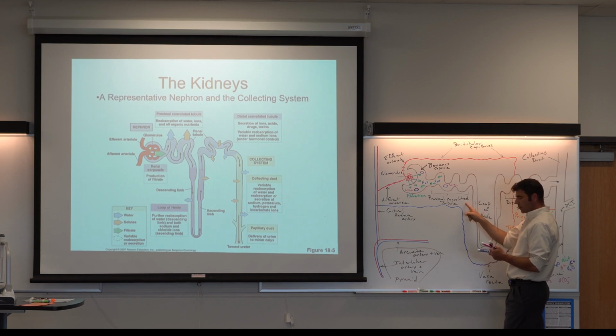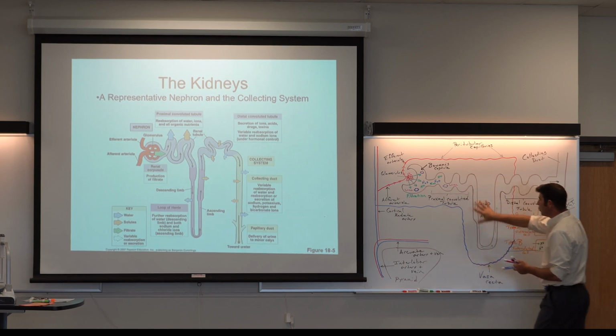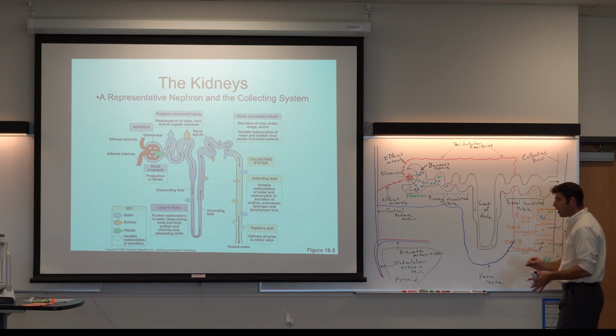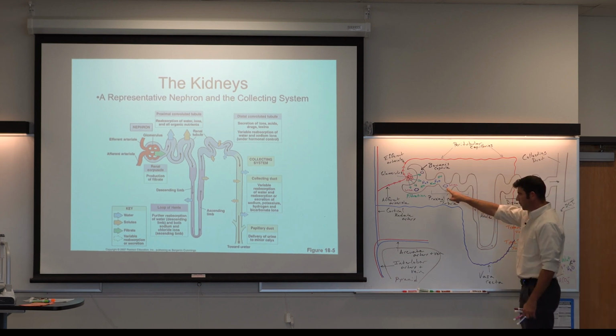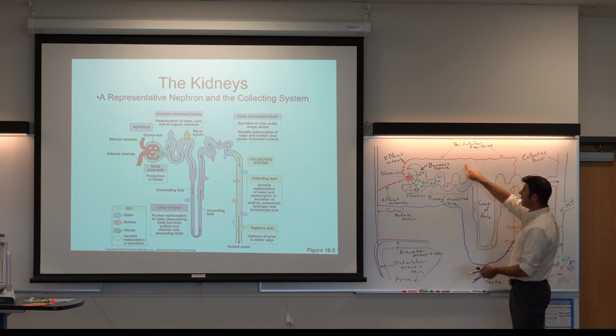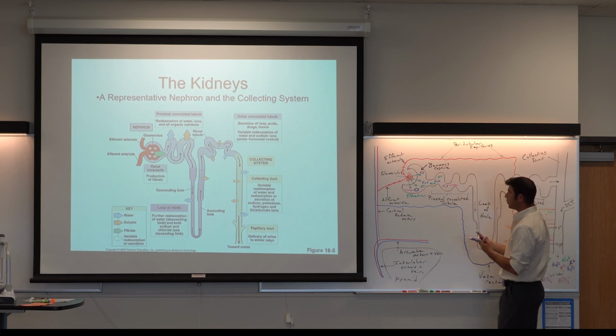maybe the key thing that we can think about for the proximal convoluted tubule is it's the only part of the nephron that has a chance to reclaim organic compounds, any glucose, for example. The only place that this is going to get pulled back into the bloodstream is right here in the proximal convoluted tubule.